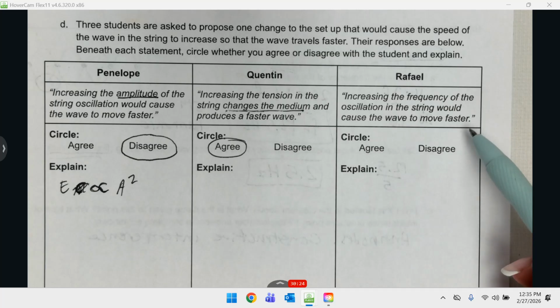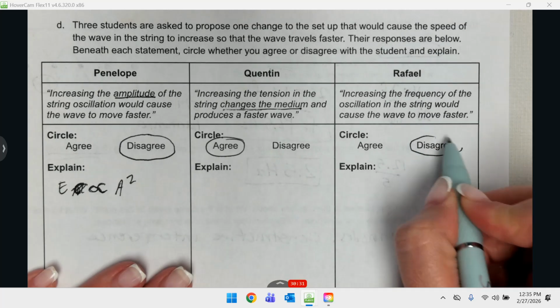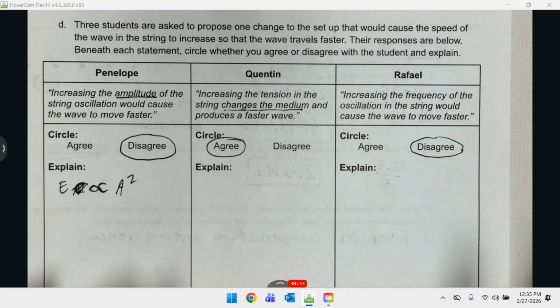The last statement says increasing the frequency of the oscillation in the string would cause the wave to move faster, and I have to disagree with Raphael. Increasing the frequency of the wave does not change the wave's velocity. Again, the velocity is determined by the medium. The only thing that would be affected by me changing the wave's frequency is its wavelength, because they're inversely proportional to each other. But in my explanation, I would say something along the lines of the fact that the medium determines wave speed, and I have not changed the medium, and therefore I would not be changing the speed of the wave.